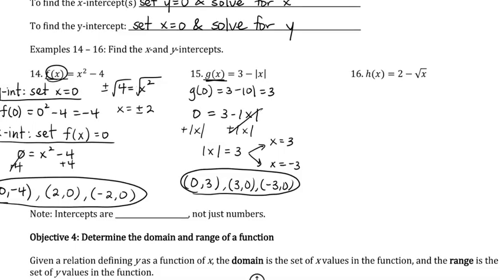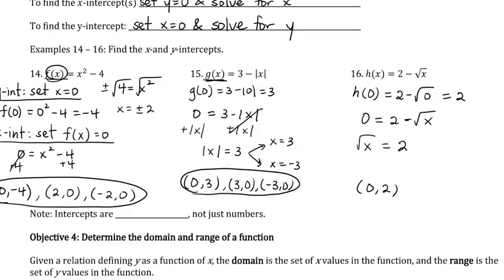Example 16, let's find the y-intercept. It's usually easier to find the y-intercept because we just have to plug in 0. 2 minus the square root of 0 is just 2. So the y-intercept is 0, 2. But when I set this entire equation equal to 0, I have 0 equals 2 minus the square root of x. I'm going to add the square root of x to both sides of the equation, so I get the square root of x is equal to 2. And then I'll square both sides of the equation to get that x is equal to 4. So this equation only has one x-intercept at 4, 0.